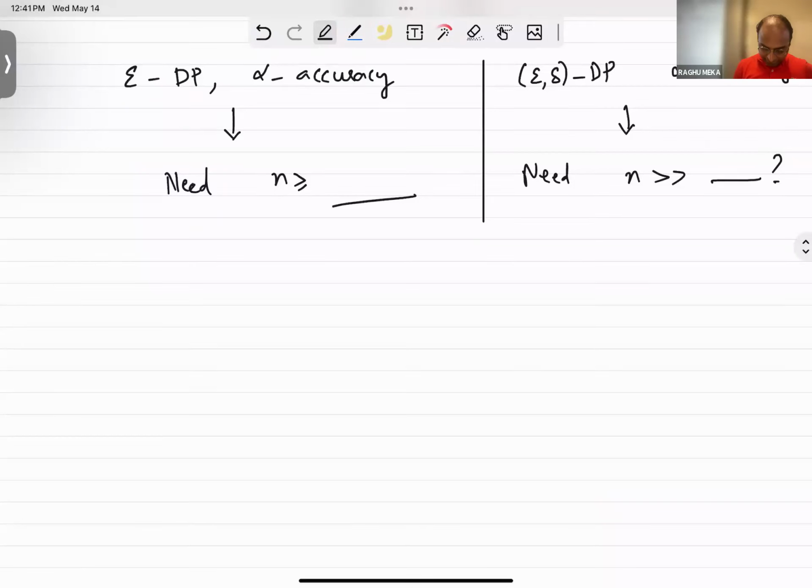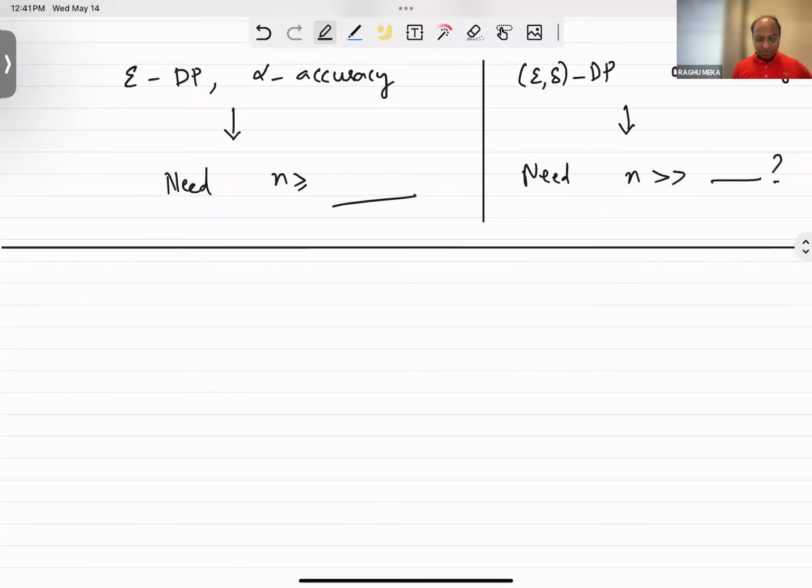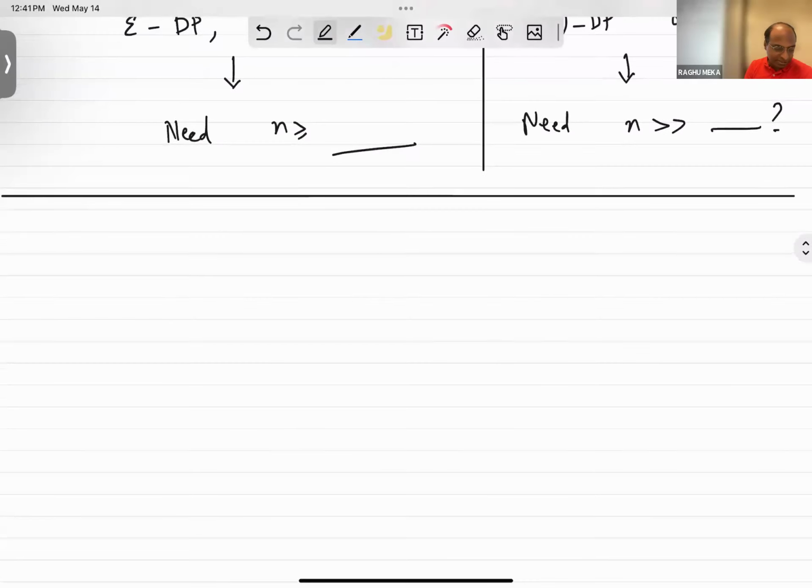All right. And it turns out that you can actually gain a lot by going to approximate differential privacy. In particular, you can gain roughly quadratic factors for high dimensional data sets. When the dimension is small, there is no big difference, but when the dimension is high, you gain significantly. All right. So let's make that precise.